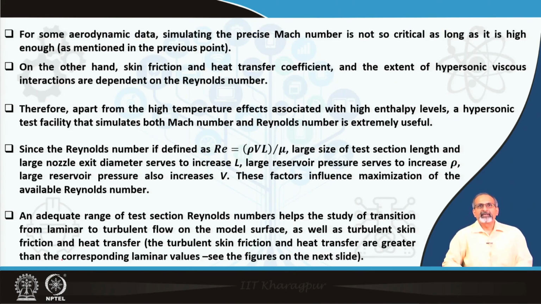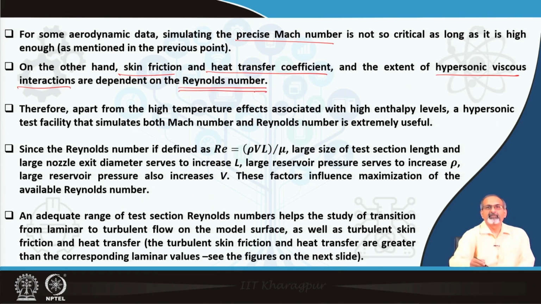For some aerodynamic data, simulating the precise Mach number is not so important. As long as we have reached a condition where Mach number independence has been achieved, the specific value is not so important. While for certain others like skin friction or heat transfer coefficient or hypersonic viscous interactions, which we will discuss in a later lecture possibly, are all dependent on Reynolds number. Therefore, Mach number is not the only consideration, Reynolds number also happens to be important.